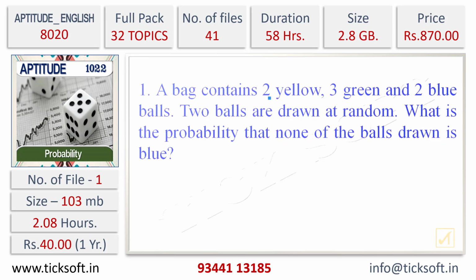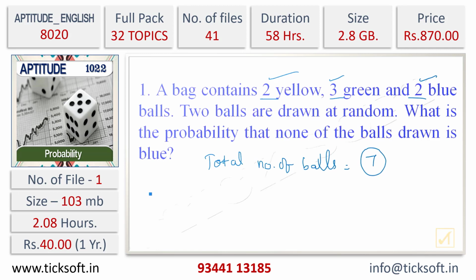So here, we have to find out the total number of balls first. So what is the total number of balls? The total number of balls is equal to 2 plus 3 plus 2. 2 plus 3 will be equal to 5, 5 plus 2 will be equal to 7. So this is the total number of balls.